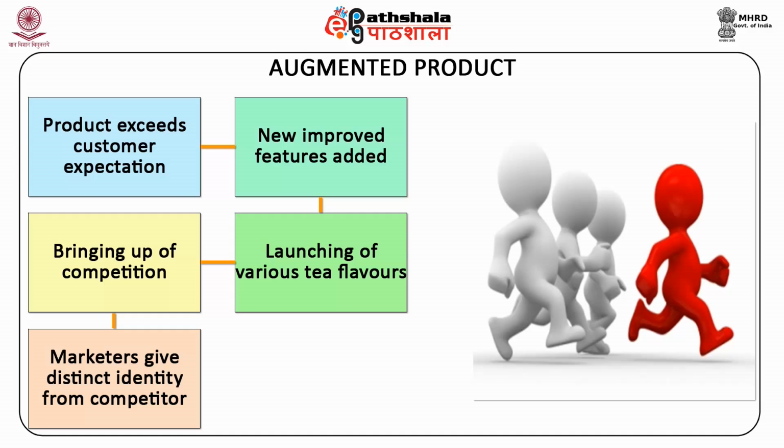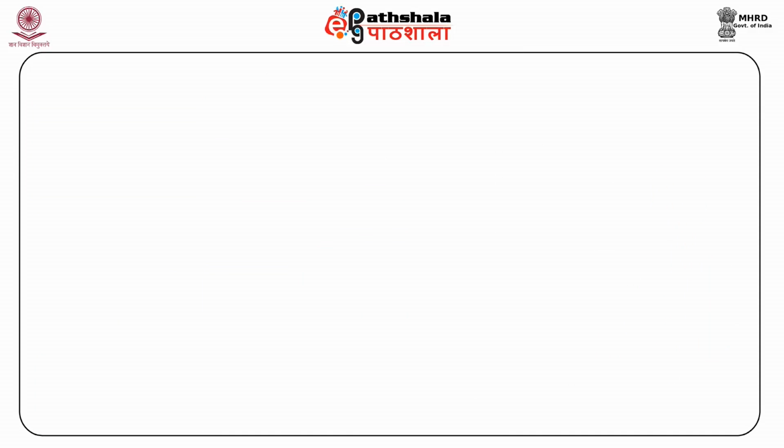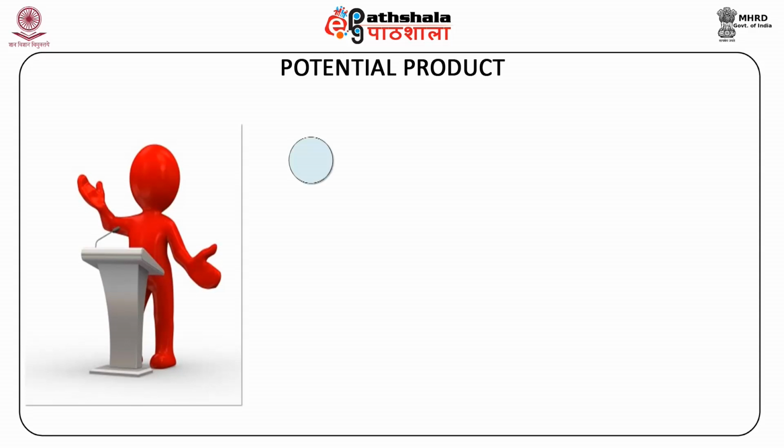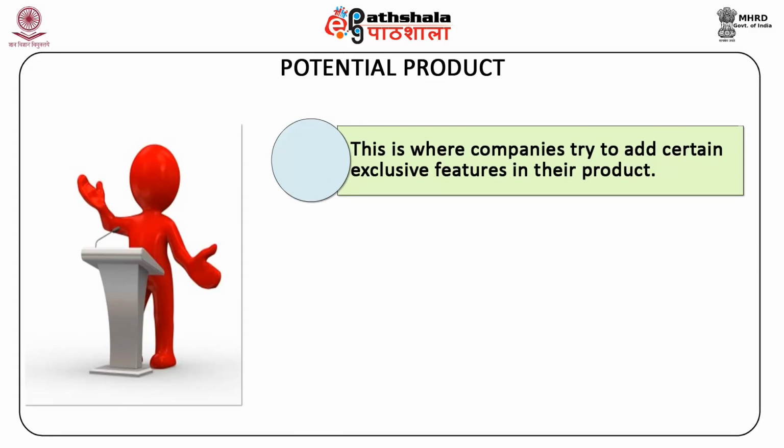The last level is level 5, that is potential product. At the fifth level stands the potential product. This is where companies try to add certain exclusive features in their product. They search for new, innovative, and creative ways to satisfy customers and give their product a distinct identity from that of the competitor.